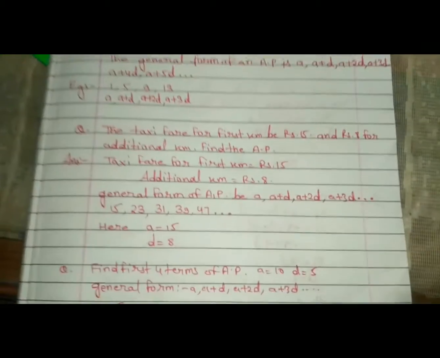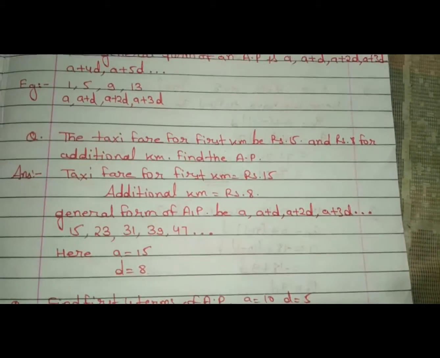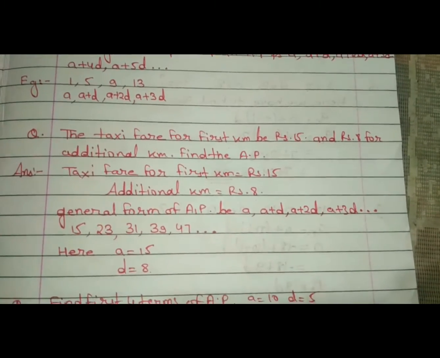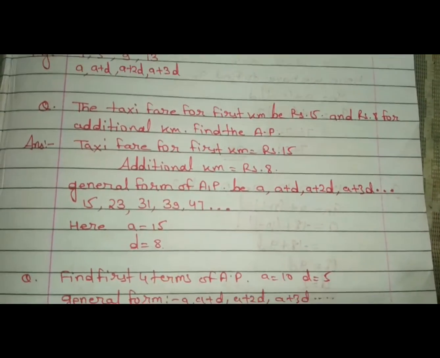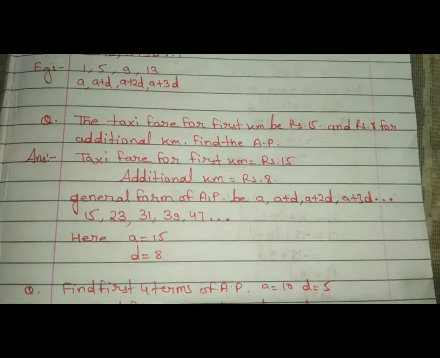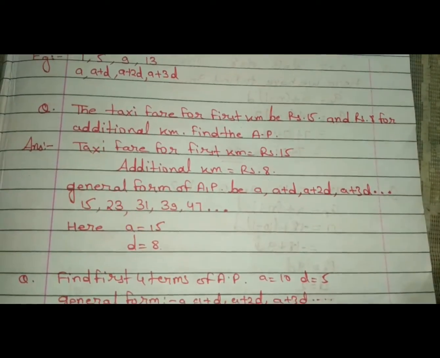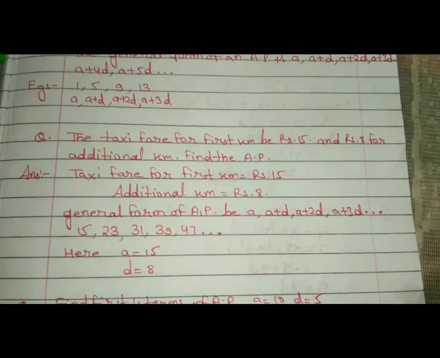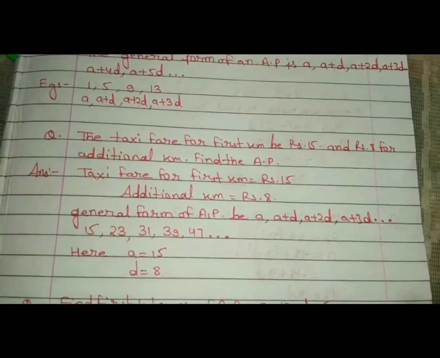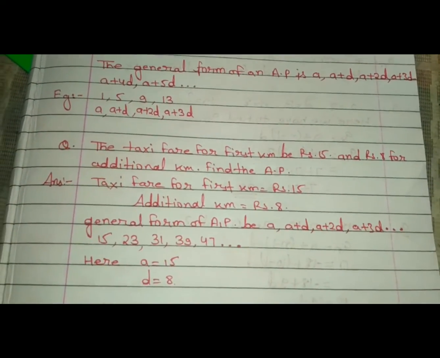And then I have taken a question for you. The taxi fare for the first kilometer is 15 rupees and 8 rupees for each additional kilometer. Find the AP. So the taxi fare for the first kilometer is 15 rupees, and the fare for each additional kilometer will be 8 rupees.